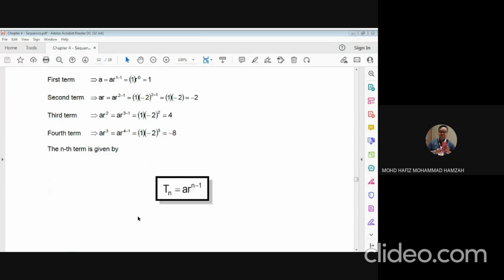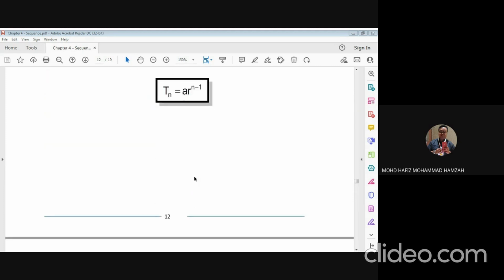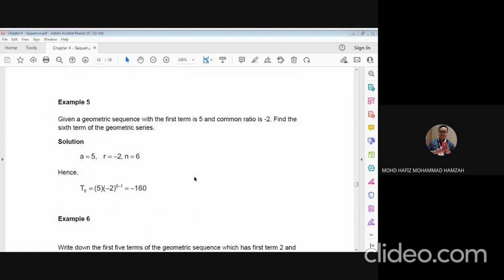So in general, we can rewrite the term for the geometric sequence as Tn equal to A R to the power of n minus 1. So dia berbeza dengan arithmetic yang semalam, Tn equal to a plus n minus 1 d. Yang ni Tn equal to A R to the power of n minus 1. Tu je lah beza dia. Lepas tu ada dalam bentuk kuasa. Kalau semalam tak ada kuasa, so we have power here, the power of n minus 1. Okay, so these are examples.